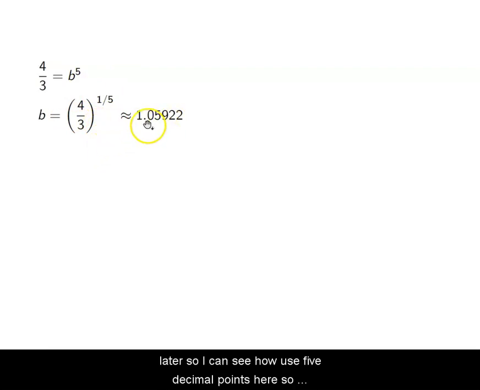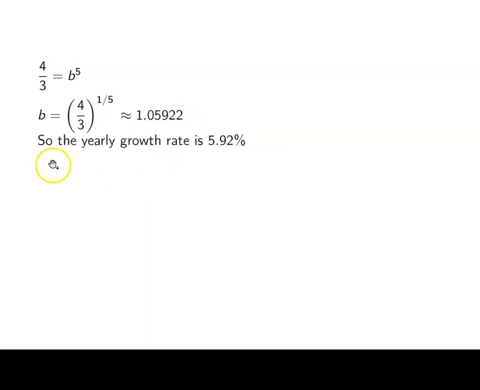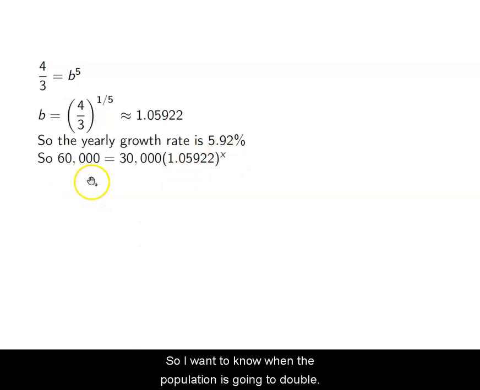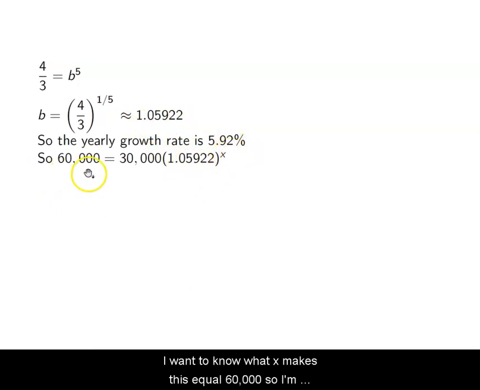Okay, so as you can see, I use 5 decimal points here, so it's more likely that I'll be accurate to 4 decimal points if I use an extra one for my final answer, right? So my growth rate is 5.92%. So I want to know when the population is going to double. So if I'm starting with 30,000, that means that I'll double at 60,000, right? My growth rate then is going to be 1.05922, okay? And I want to know what x makes this equal 60,000.